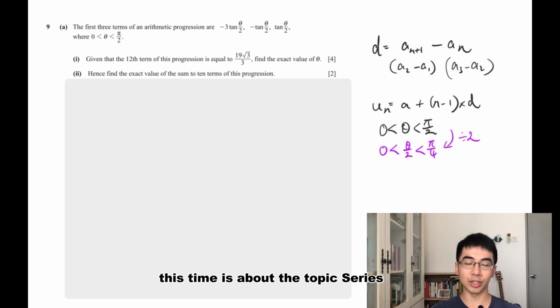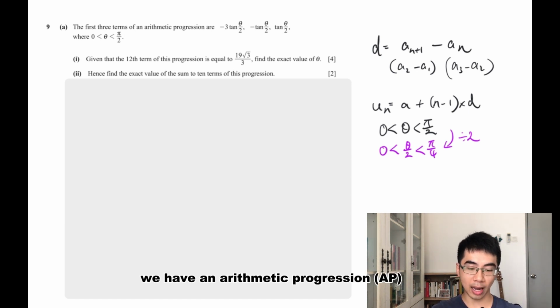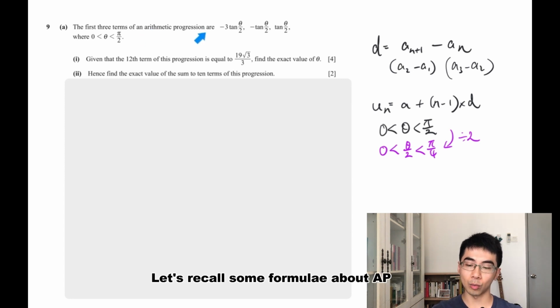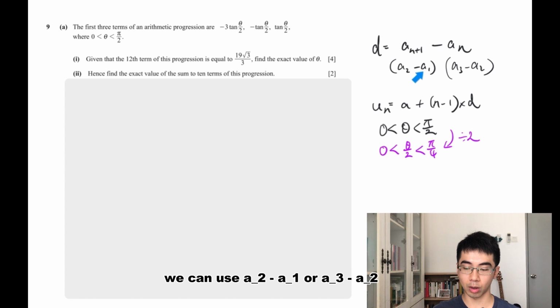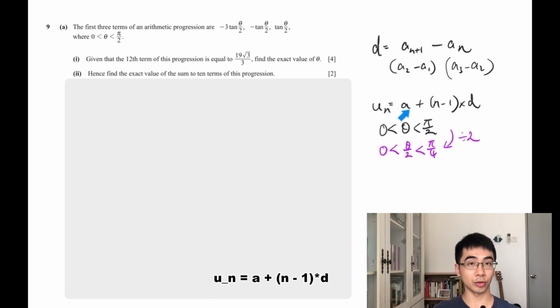Number 9. This time is about series, that topic. So for part A, we have an arithmetic progression, AP. So how about that? We recall some formulas about AP, which is the common difference d should be a_(n+1) minus a_n. So maybe we can use a_2 minus a_1 or a_3 minus a_2. And then for the nth term, it is equal to a, which is the first term, plus bracket n minus 1 times the common difference.